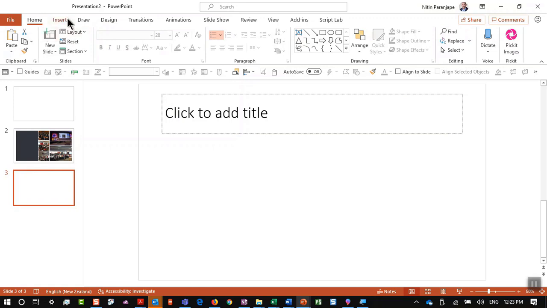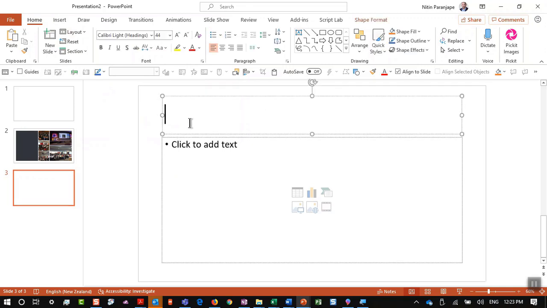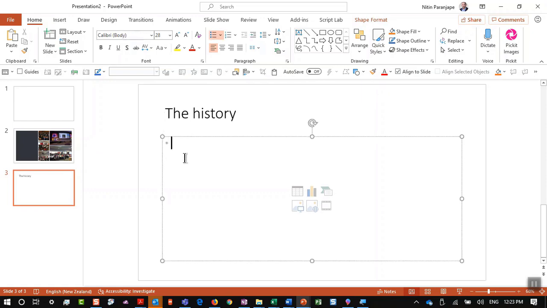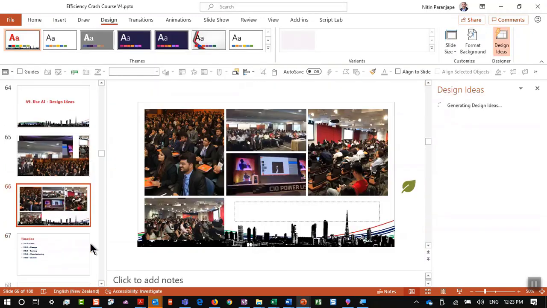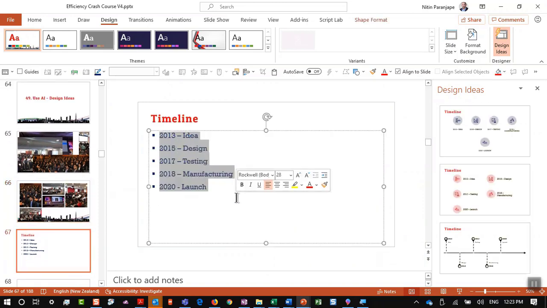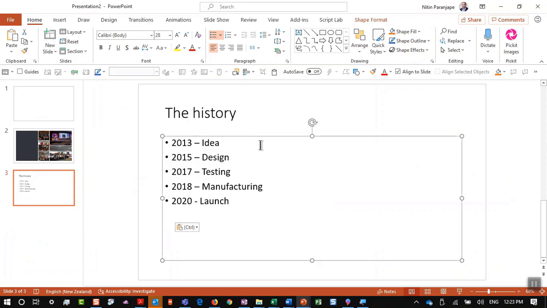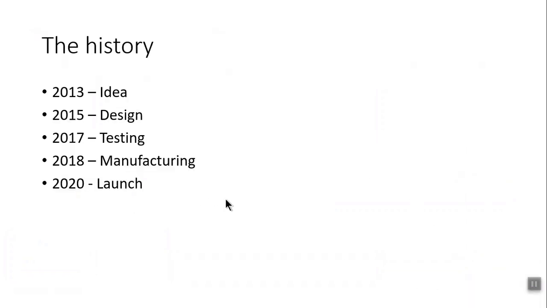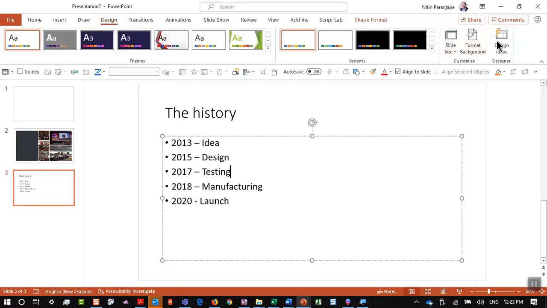Suppose I'm writing something, I have to save time, I'm going to copy paste, but just give me a second to show this. I have a history of something, and to save time, I'll just copy paste. I want to show the progression of my company or a product which I created, the timeline. So this is what I did. This is what I have. If I show it like this, people are going to fall asleep. So what do I do? I go to design and go to design ideas.